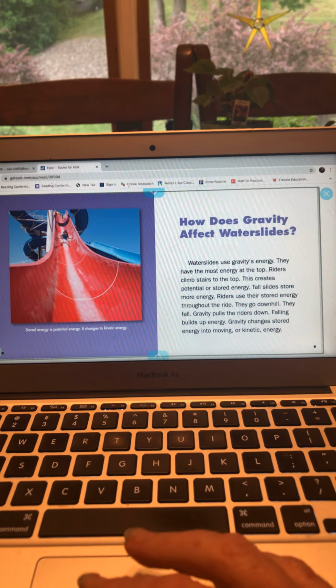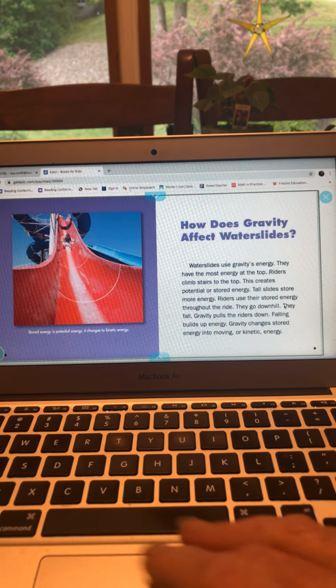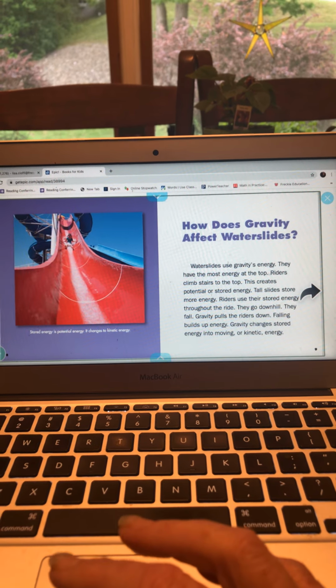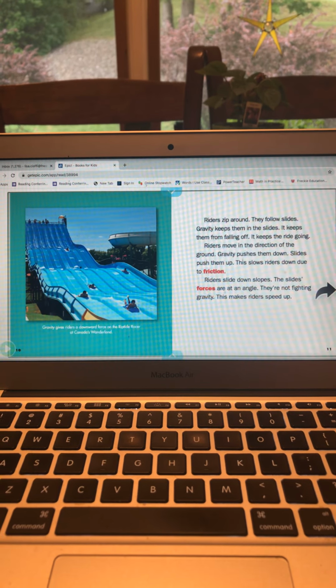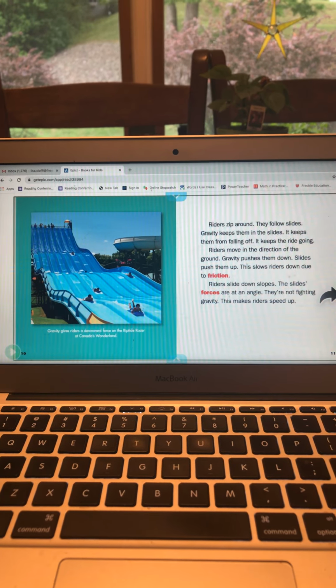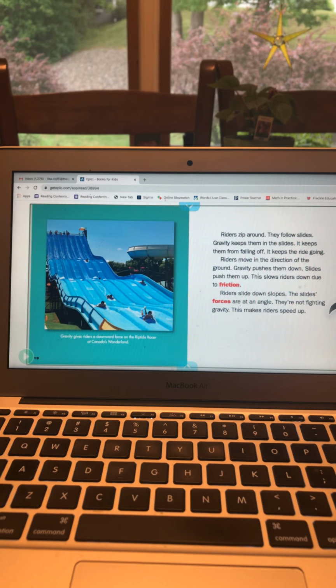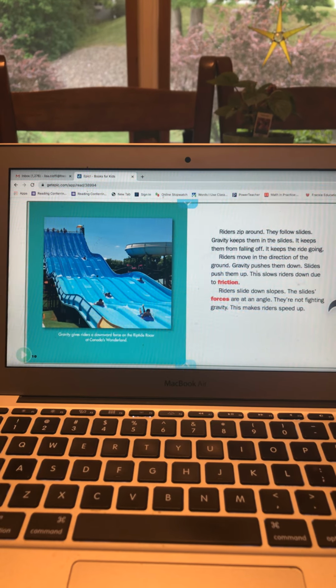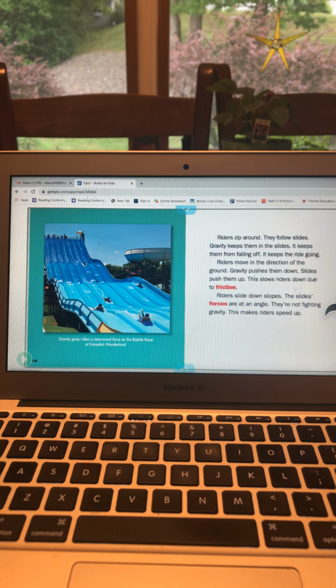So they start up here and they start sliding down, and then they go faster and faster and faster because the pull of gravity is pulling them down. Riders zip around. They follow slides. Gravity keeps them in the slide. It keeps them from falling off. It keeps the ride going. Riders move in the direction towards the ground. Gravity pushes them down. Slides push them up.